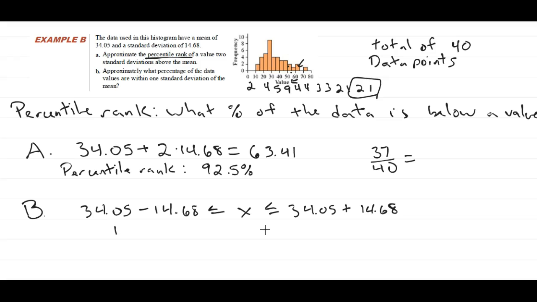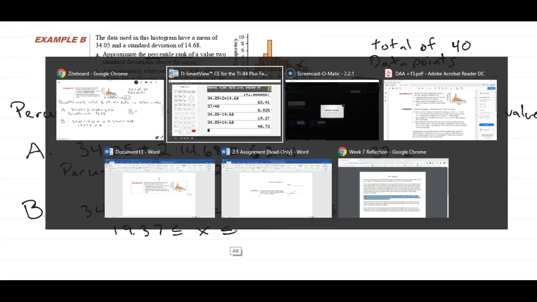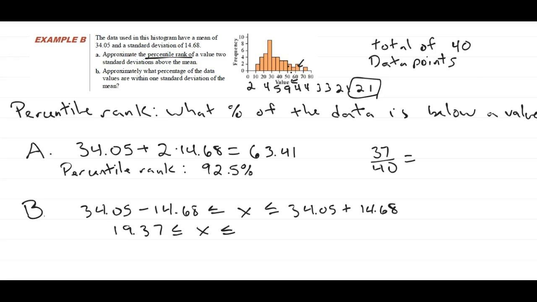So we want to have 19.37 is going to be less than or equal to our percentage, and less than or equal to 48.73. All right, so I want to have my numbers in between here. So that means it's got to be between 19, so that means I'm looking at this one right here, and 48.53, so it's got to be within right there. All right, so we're looking at those two within that spot. That's where I'm looking. So let's count up how many do we have.